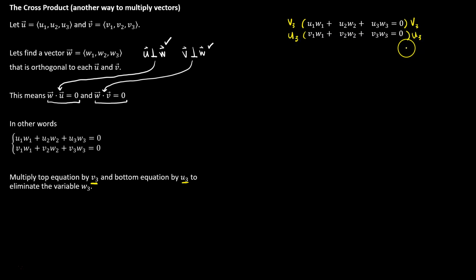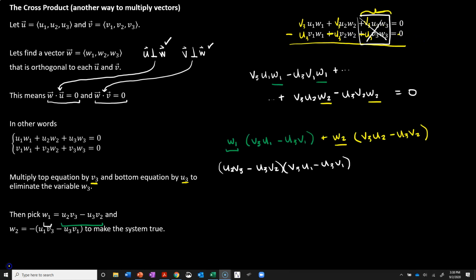So if we multiply the entire top equation by v3, then we can rewrite the equation with a factor of v3 on every term. And then 0 times v3 on the right is still 0. And if we multiply the entire bottom by u3, then we're going to distribute that u3 so that there's a factor of u3 on every term. On the right-hand side, u3 times 0 is still 0.